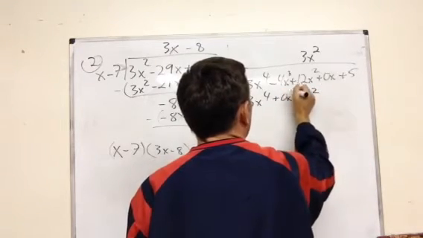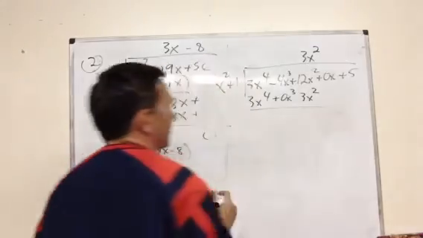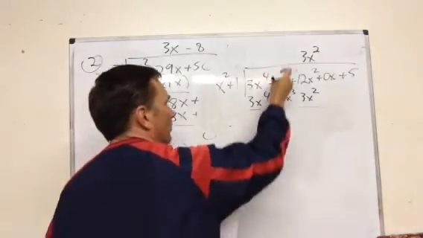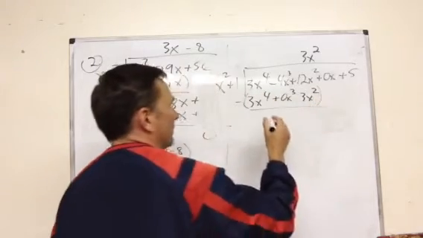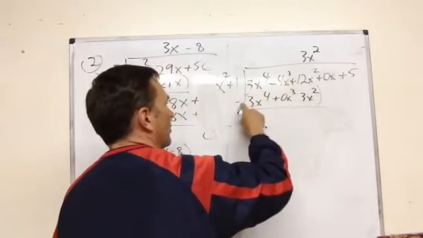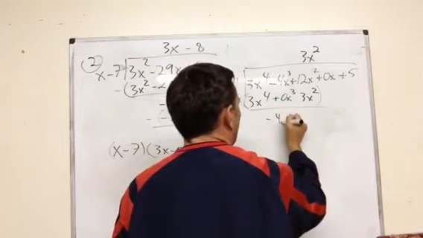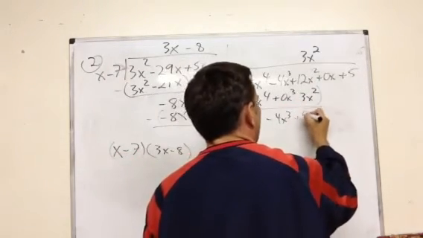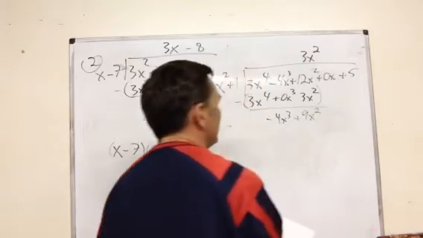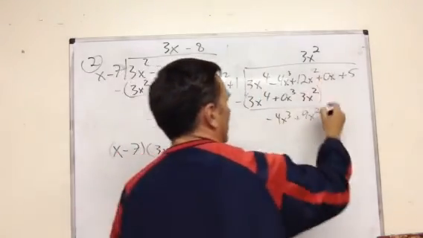Now, there's no x cubes here. Got to keep that as a placeholder. Remember, keep x to the 4ths in line, x to the 3rds, x squareds. Now we subtract. Negative 4x to the 3rd minus nothing is negative 4x to the 3rd. 12x squared minus 3x squared is 9x squared. Carry down the x's.